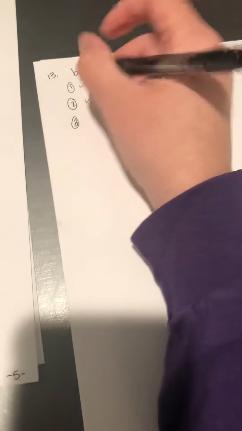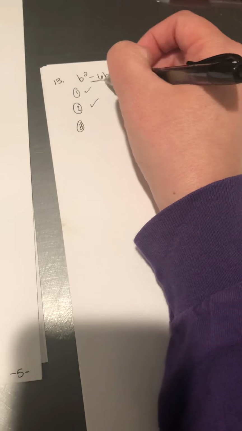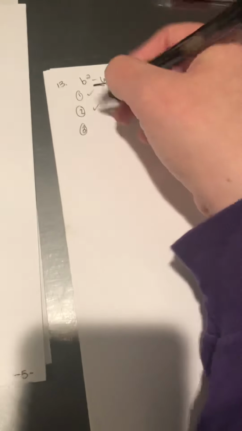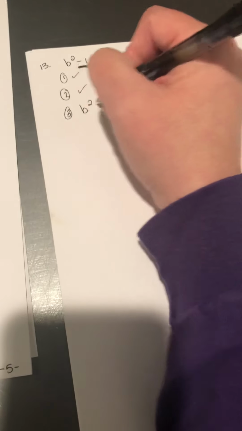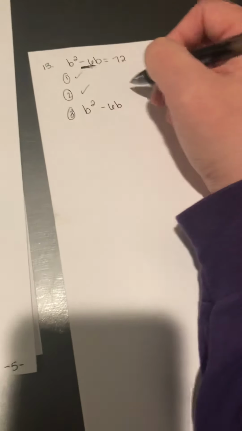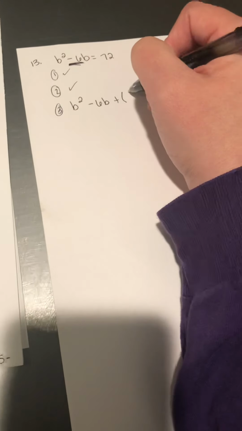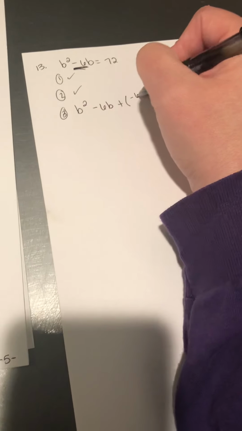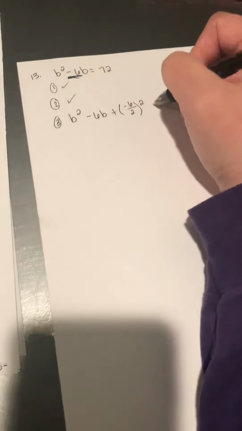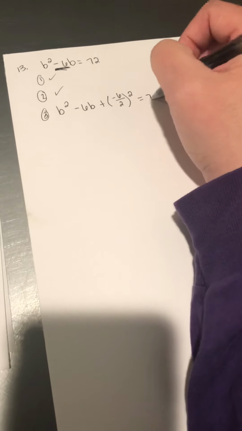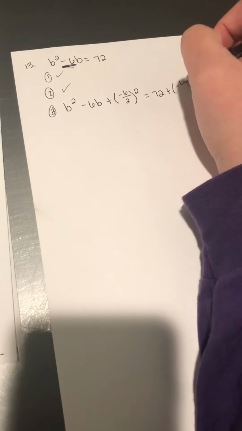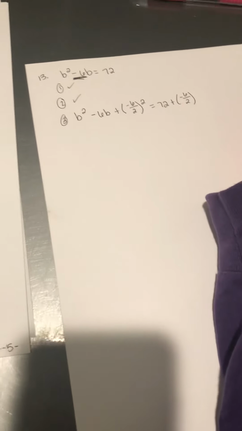Step 3 is I'm going to add in half of whatever's in front of my linear term and add in the square of that. So I've got b squared minus 6b, and again, I'm just going to write it with the parentheses. I'm going to do negative 6 divided by 2 squared. And if I add it to the left, I have to also add it to the right, squared.